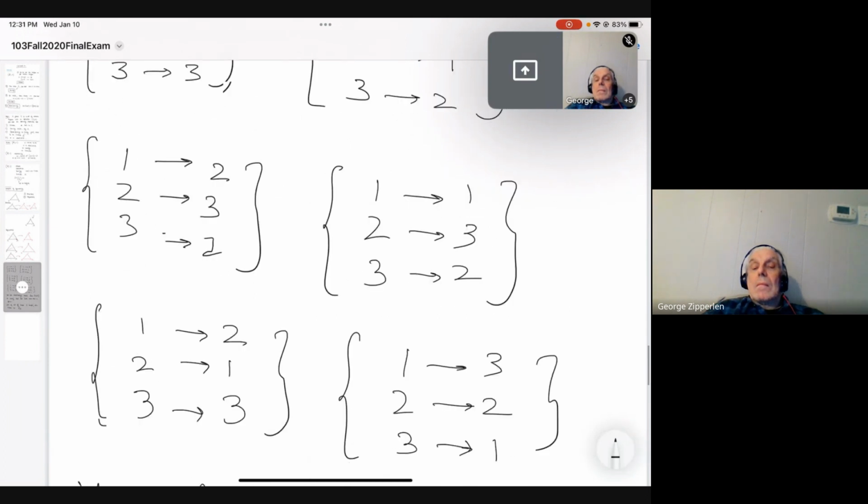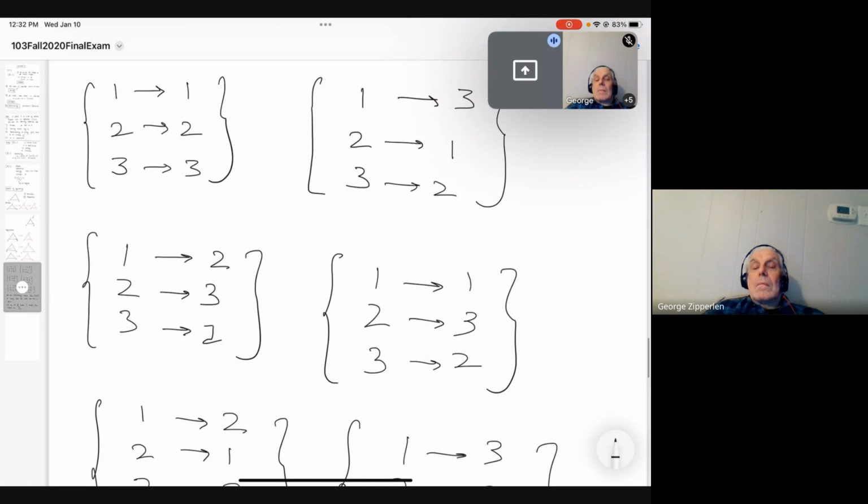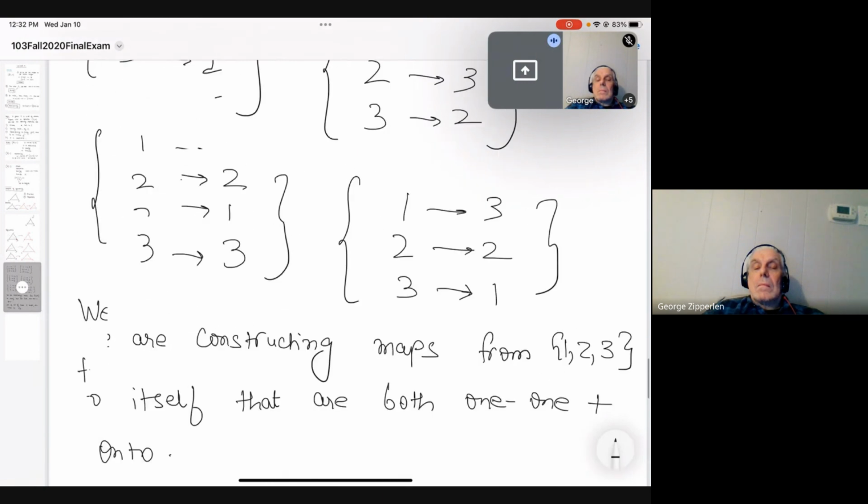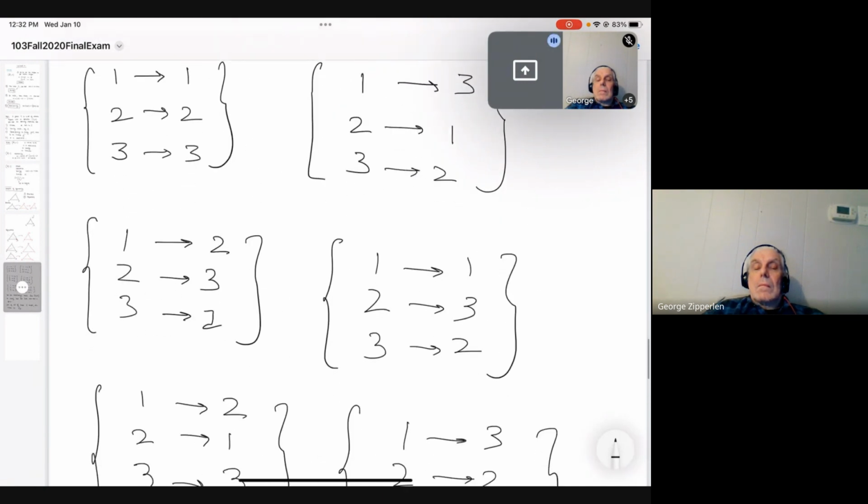And then what I wanted to say after that was that if we just think about it for a second, if we want to construct maps from 1, 2, 3 to itself that are both one-to-one and onto, then there are really 6 possibilities. These are really all the possibilities, right? Because either we want to keep some element fixed, that gives us 3 reflections and also 1 identity, or I want none of them to be fixed, and that gives me 2 rotations, basically, right?